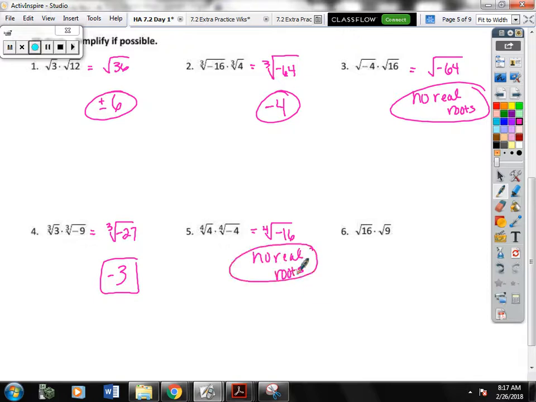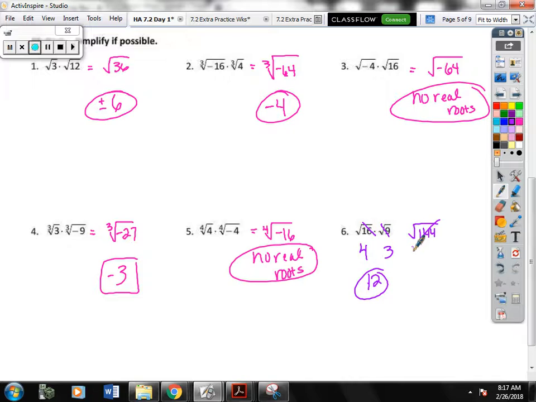And you can't take an even root of a negative number. Now for the next one, you can multiply 16 and 9 together. However, each of those are perfect squares by themselves. So if you want to make your calculations a little bit smaller, you can root them first and then multiply them together. If you don't like that, you can just multiply them and then root it to get our 12.